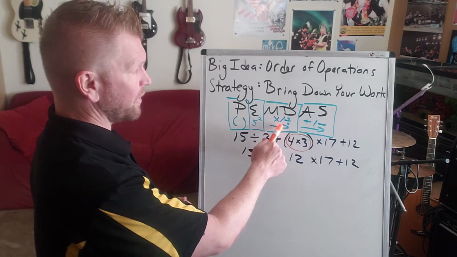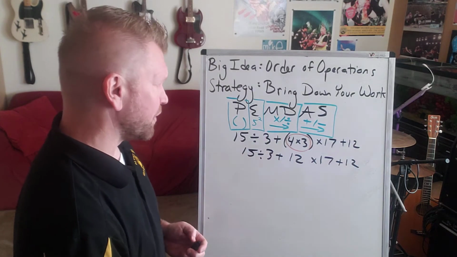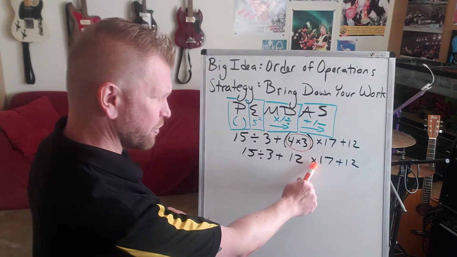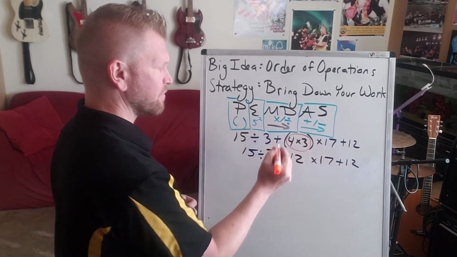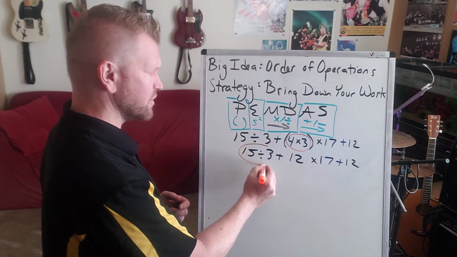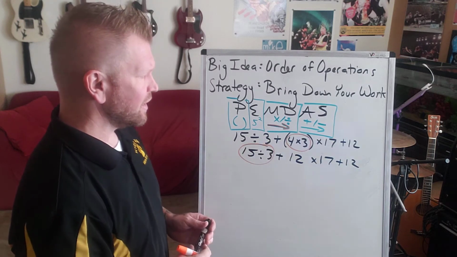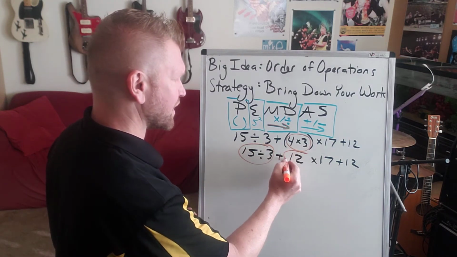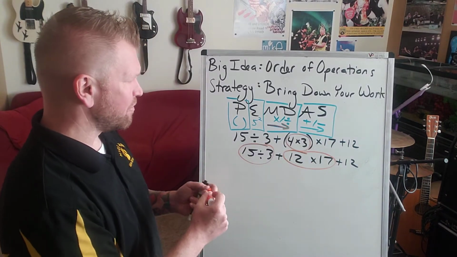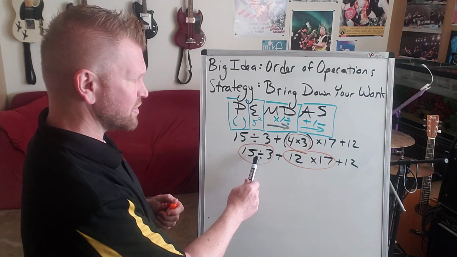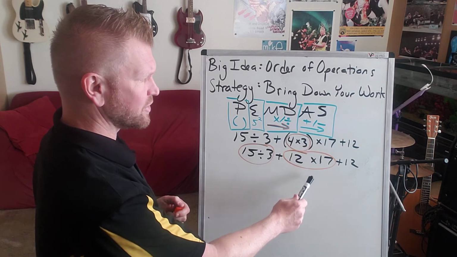The next step is multiply and divide. Okay, so there is multiply and divide. There's divide there, and there's multiply there. But to know which one we do first, this is where we go left to right. So from left to right, we're going to do this first, and we'll do this second. I'm going to actually do them in the same step because they're not really going to impact one another. So I'm going to solve this and bring that down, and I'll solve this and bring that down.